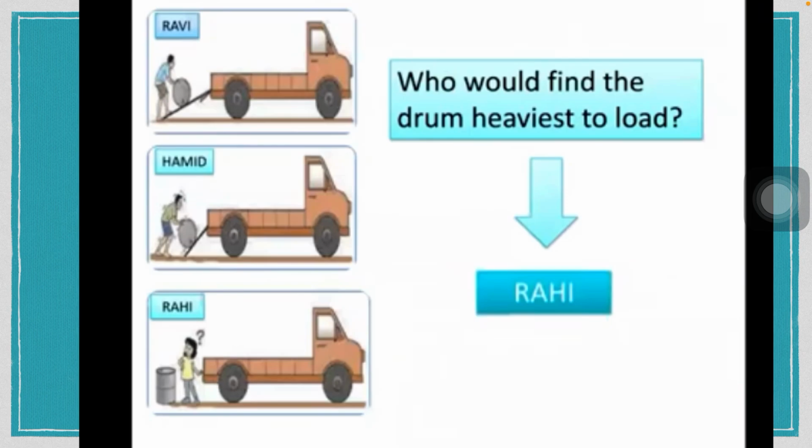Students, consider one activity. There are Ravi, Hamid and Rahi. Ravi is taking a stone and shifting it into the truck with the help of that plane. Hamid is also doing the same but changes the angle. And Rahi, she is not doing anything. So, who would find the drum heaviest to load? Yes, Rahi, because she is not doing anything.